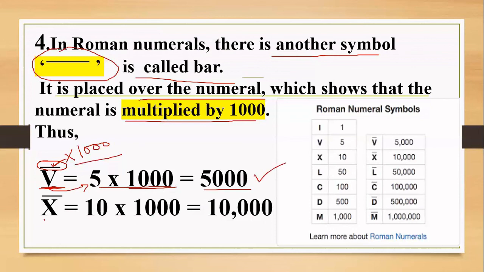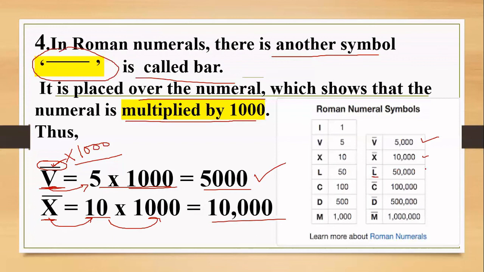Then the next symbol is X. X again has a bar, so you have to multiply the X value by 1000. X represents 10, and 10 multiplied by 1000 gives you 10,000. Now look at the chart carefully, children. Here we have done 5 and X bar. Now L bar. What is L bar?